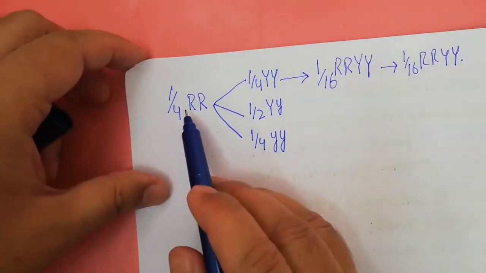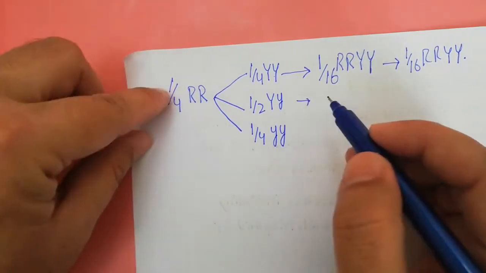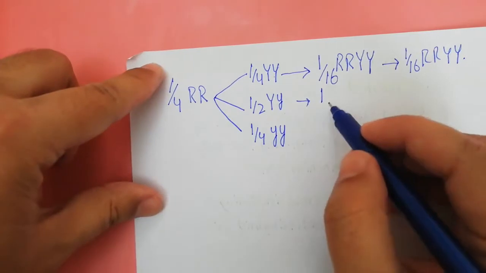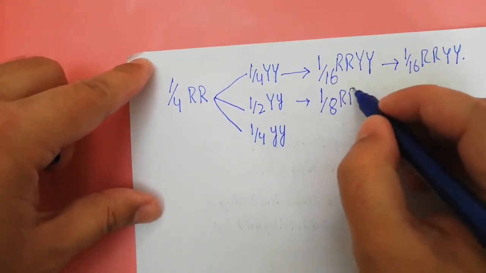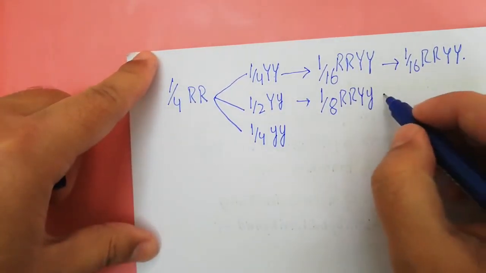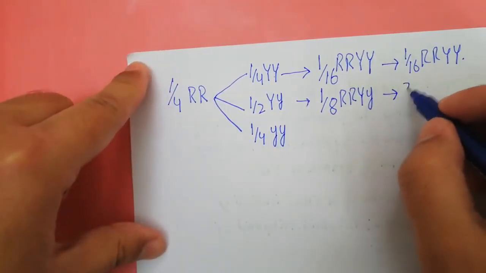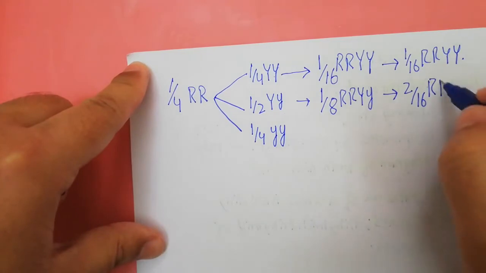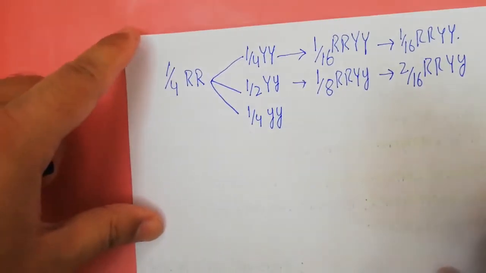If you cross the second one, for example, if you cross this with this one, 1 into 1 will be 1, 4 into 2 will be 8, and their genotype will be the capital R, capital Y and small y. That means that if out of 8 they are 1, out of 16 they will be 2.